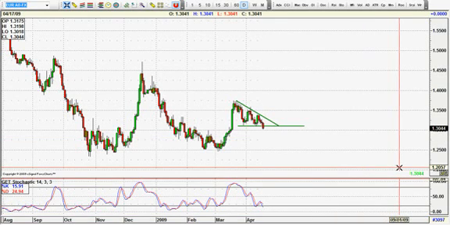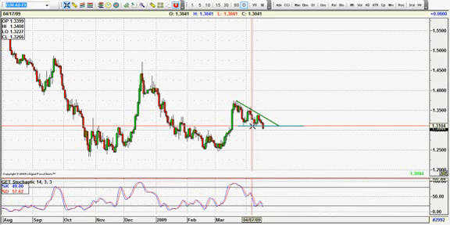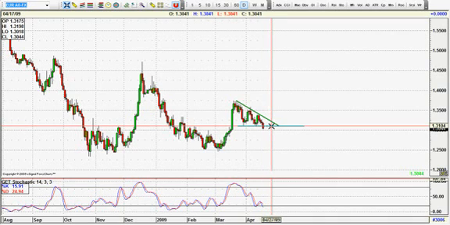Currency we'll be watching this week very closely is euro dollar. Now here we're looking at euro dollar on a daily chart. We have a pretty nice descending triangle there, which is a bearish pattern formation, and we can see that the market has just broken through that very strong support area.